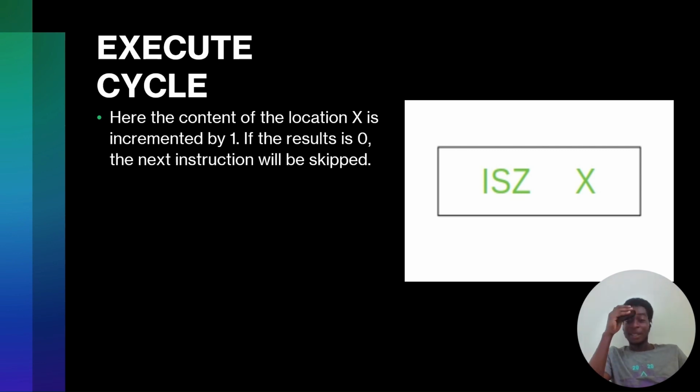A more complex example can be seen here in the diagram. Here the content of the location X is incremented by 1. If the result is 0, the next instruction will be skipped, meaning the program counter is incremented by 1. So what the execute stage tells us about is how the computer system goes about executing commands. So that's all for today. My name is Samuel. Thank you once more.